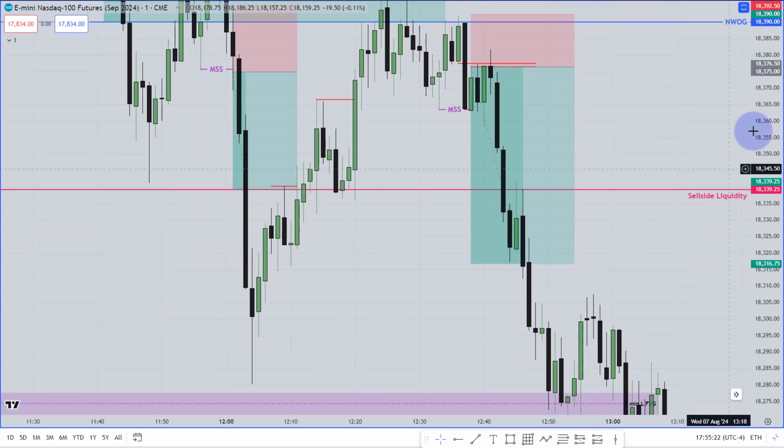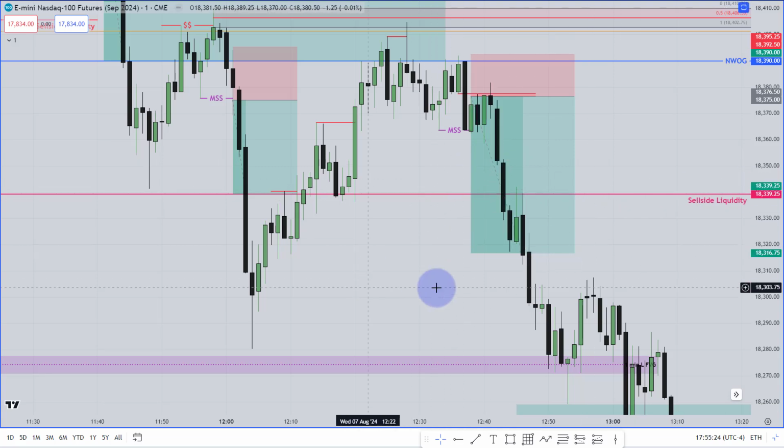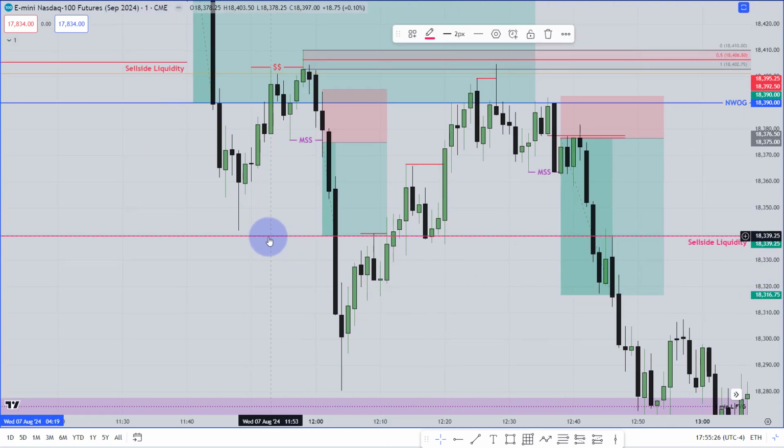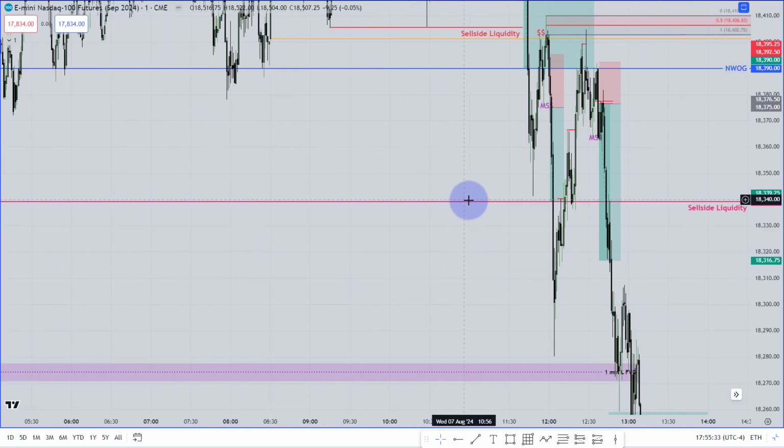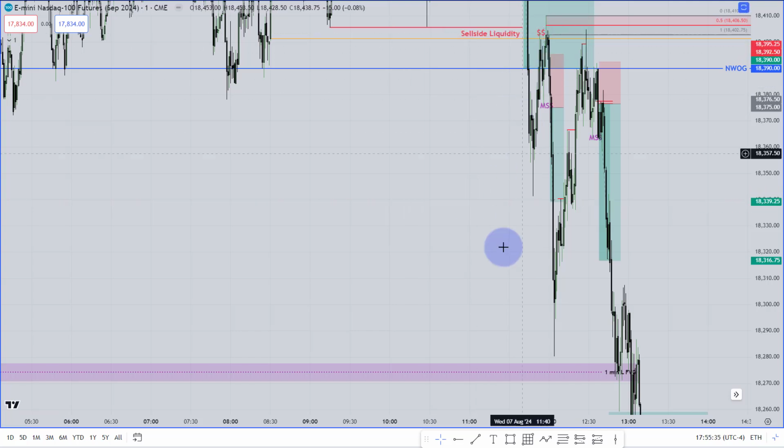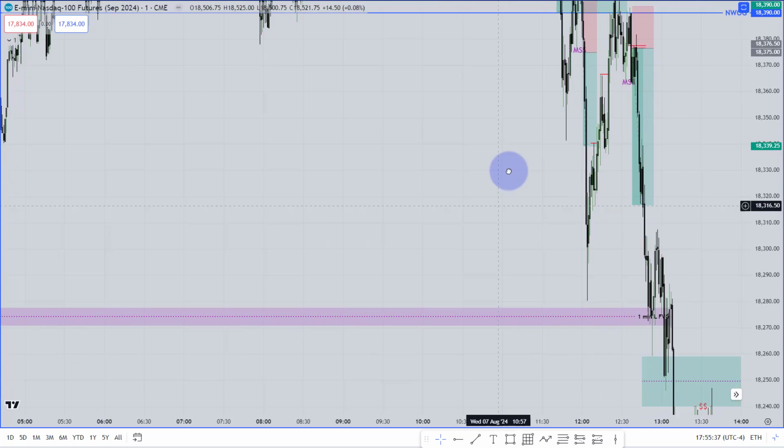Now, where is your target profit going to be? Because the market has taken that sell side liquidity, right? This sell side liquidity from the 1 minute chart has been taken. So where are you going to think the market is reaching for? I'm going to remove this sell side liquidity because it will be a lot of lines.